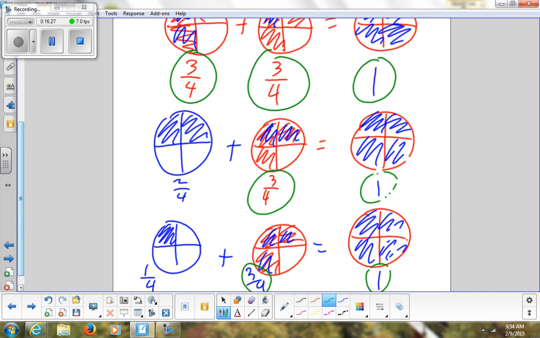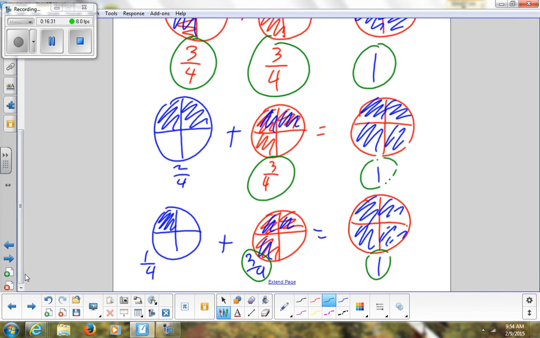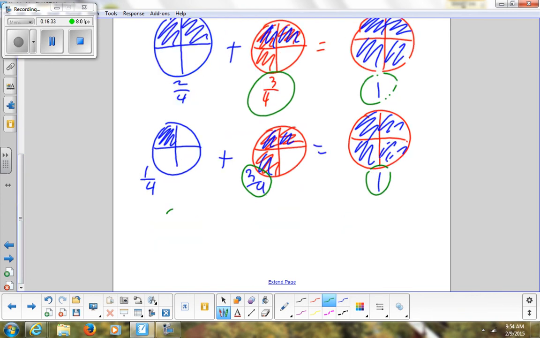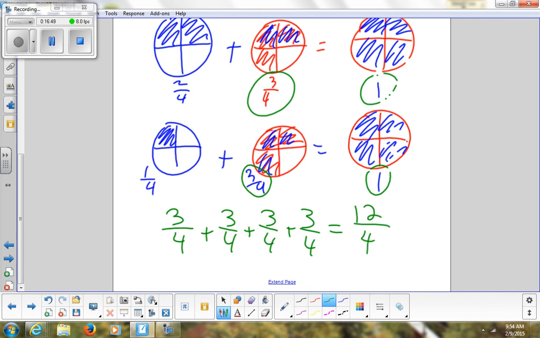Okay, so if I take a look at that, what did I do as far as an addition problem? I did 3 plus 3 plus 3, 9 plus 3, plus 3 plus 3. Okay, 3 times 4 is 12. Now if I divide that and make it into a whole number.